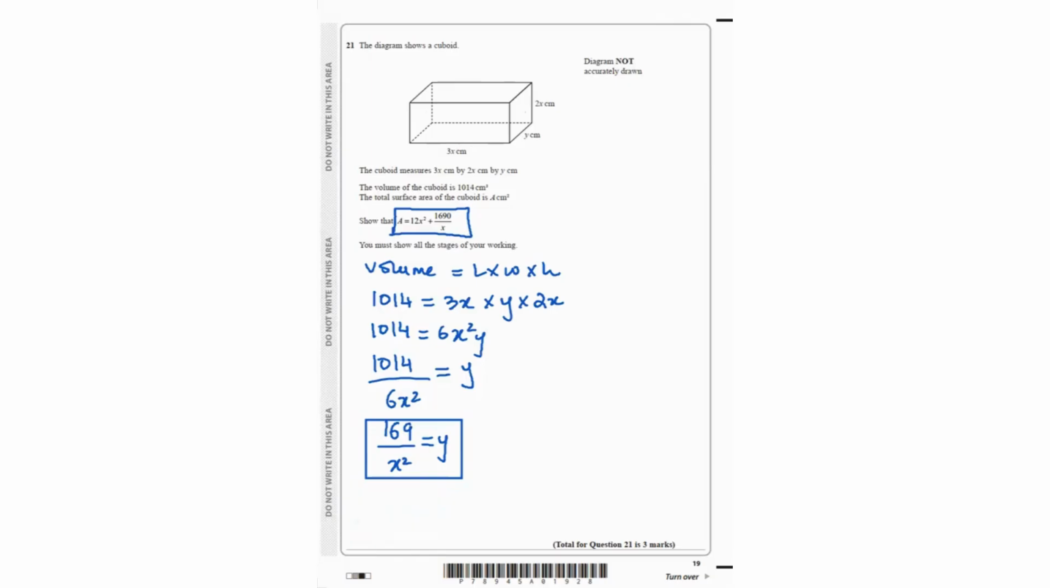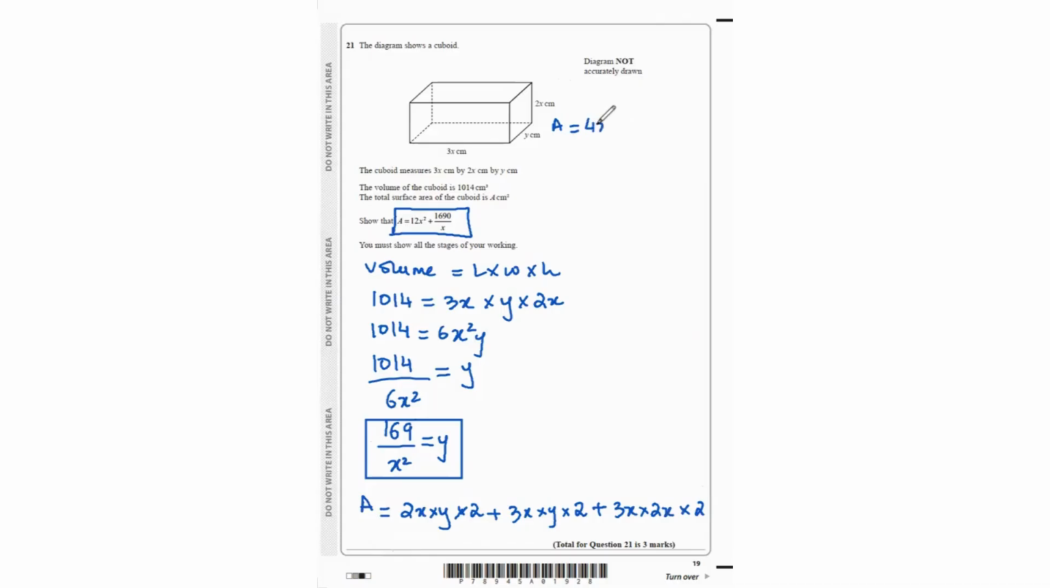Now we're going to create an equation for the total surface area of the cuboid. So that's the sum of all of the surfaces of the cuboid. So we have 2x times y times 2, because there are two faces for the same dimensions, plus 3x times y times 2, and then plus 3x times 2x times 2. Now we have to substitute y with 169 over x squared and then simplify this equation to create the same one as given in the question.